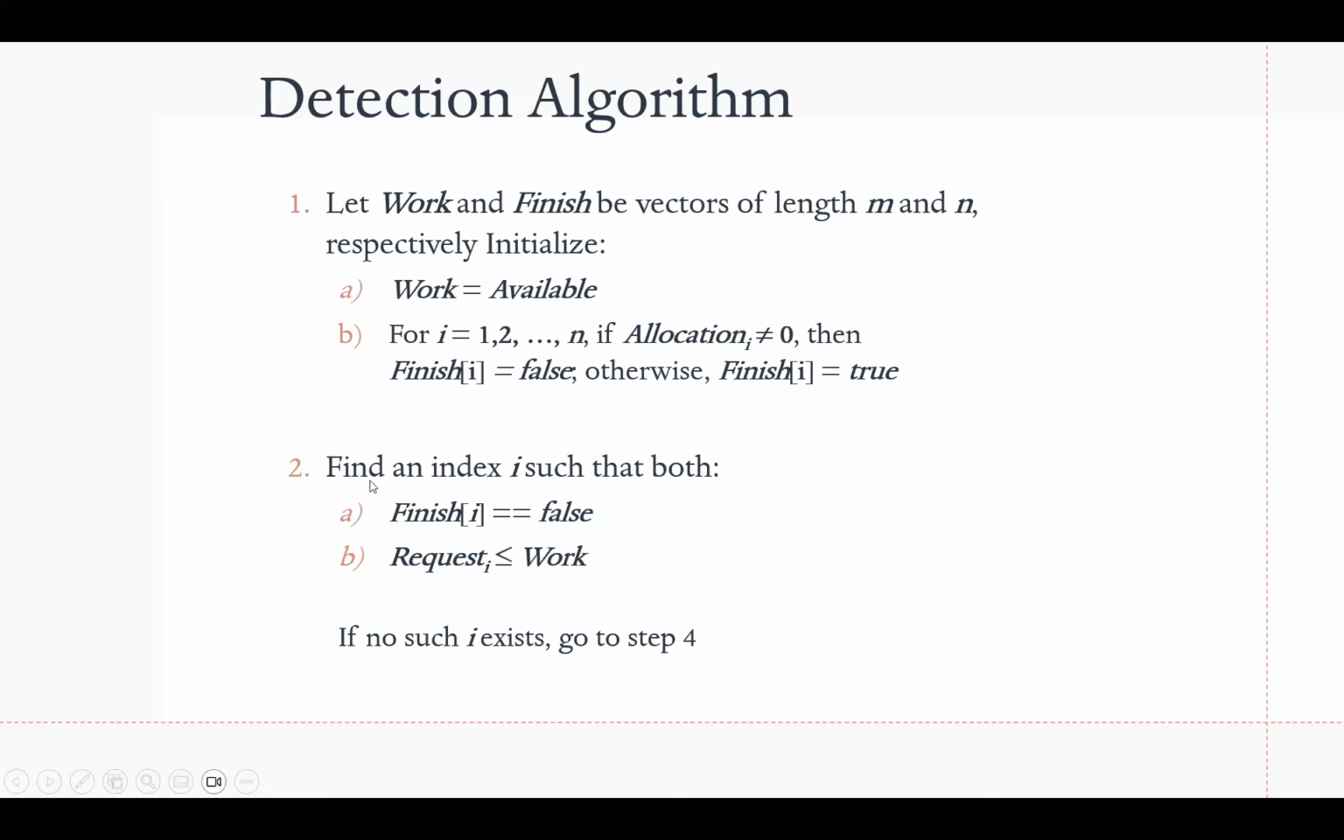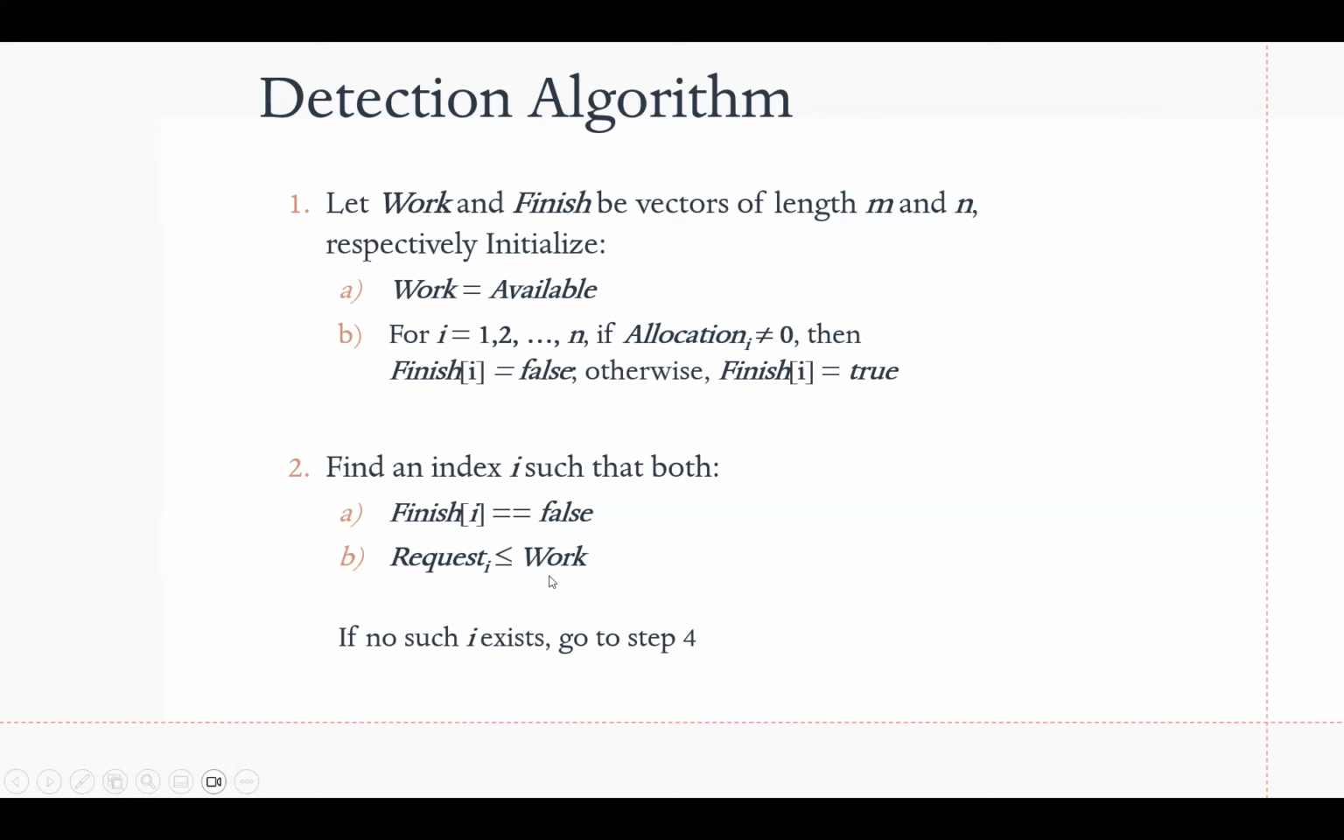Now the second step of the algorithm. Find an index i such that Finish[i] equals false. Obviously we start from the first process, and initially its finish status is false. Then we check the request of that particular process: Request[i] is less than or equal to Work.